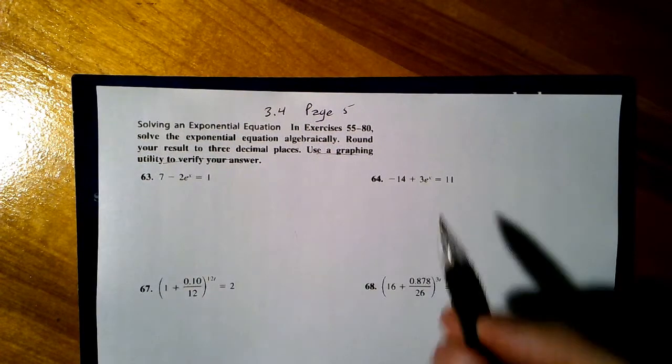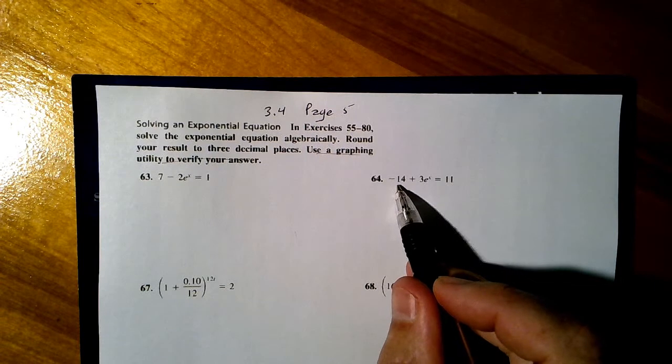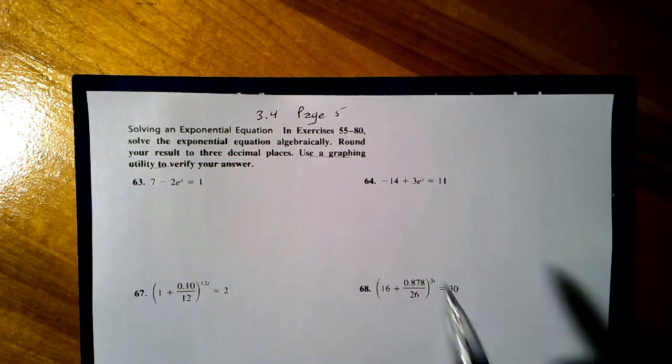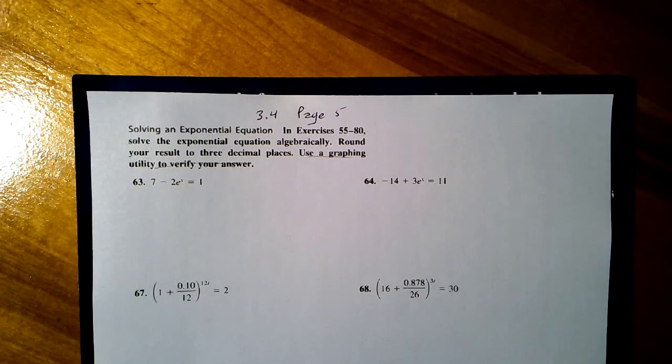How we would do that is I would probably graph y equals negative 14 plus 3 e to the x minus 11 and see where it hits 0. Perhaps we'll do that on one problem to show you how you can do that, because if you're taking a quiz or test and you have your calculator and you're to show it algebraically, no sense in you not checking your answer. So we'll do that once, but I'm not going to do that on the rest of these.